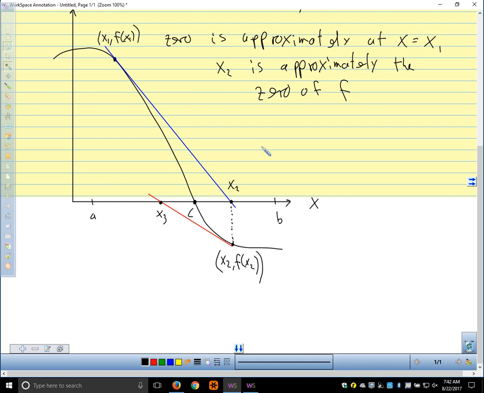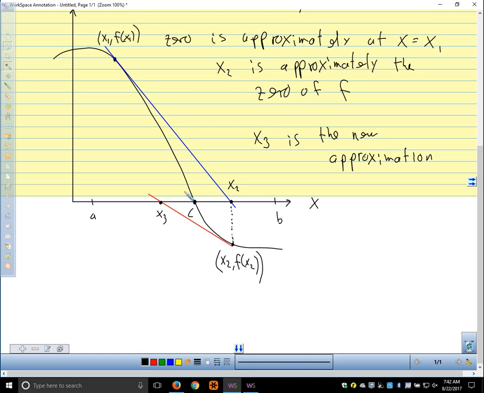So then we're going to say x3 is the new approximation. And then we continue this for as long as we need to get closer. So we would come up here and say x3, f of x3, find the intercept of that tangent line, go down here, and keep going until we get as close as we want to get to our 0.